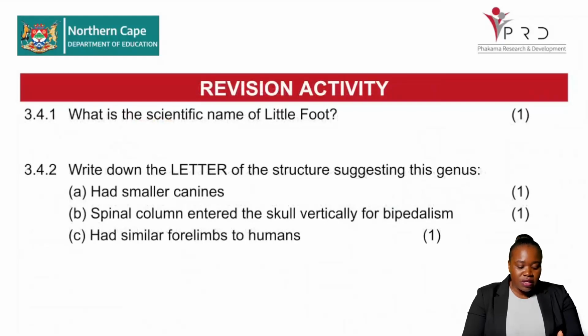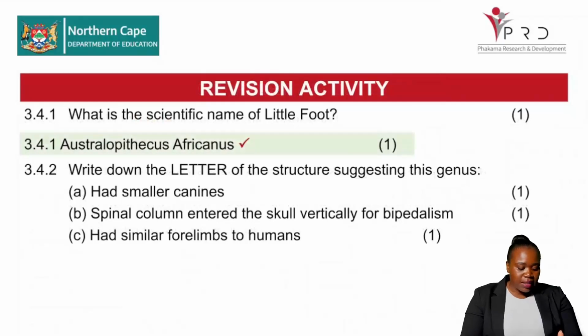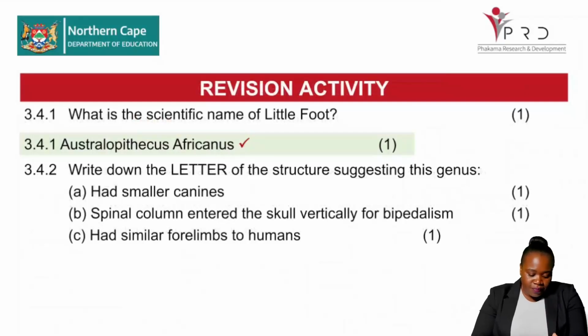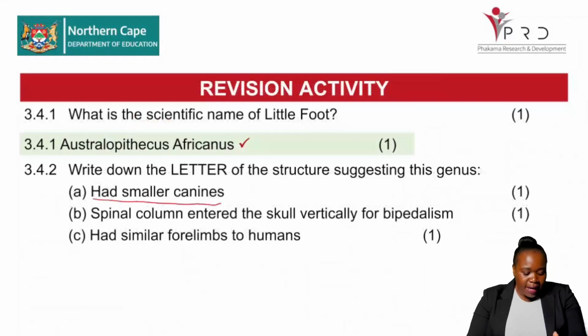3.4.1: What is the scientific name for Littlefoot? So you should also know the scientific names. So Littlefoot is the Australopithecus africanus. And then 3.4.2: write down the letter of the structure suggesting this genus. So you should then be able to look at the diagram that we were given and identify the diagram that represents that it had the small canines and the fact that the spinal column entered the skull vertically.